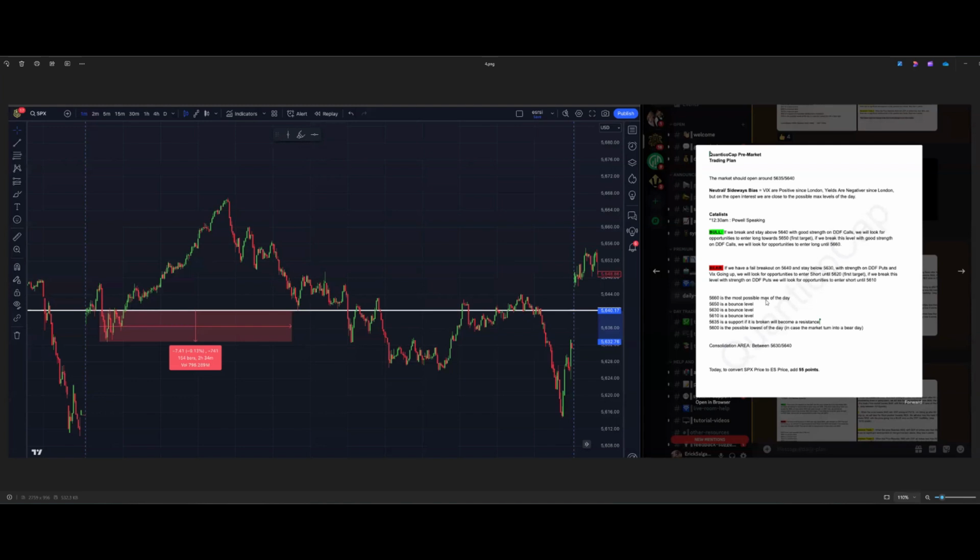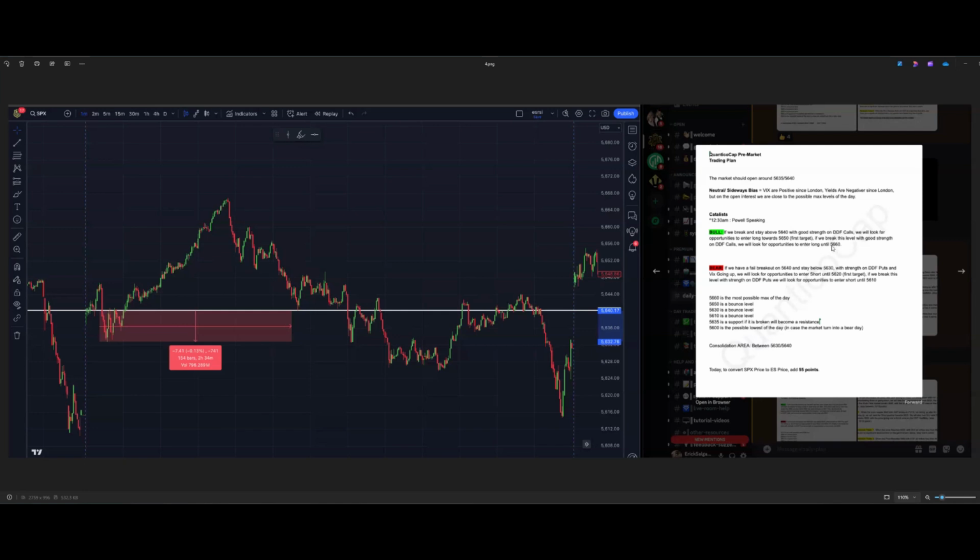Okay, so another scenario, this time with a graph that's a little bit more sideways than the other graphs, but still the trading plan does do its work. Let's go through it. Right here, we have a neutral and sideways bias. We have some catalysts, and let's see what happens if it's a bull or a bear market. If it's a bullish market, if we break and stay above 56.40 with good strength, we'll look for opportunities to enter longer towards 56.50, and then we'll look for longs until 56.60.